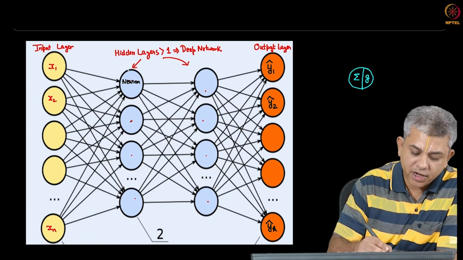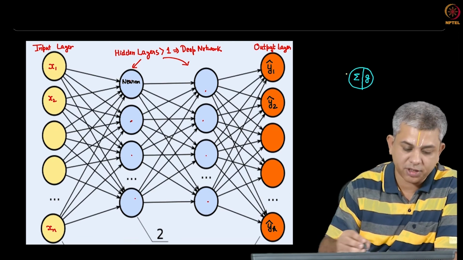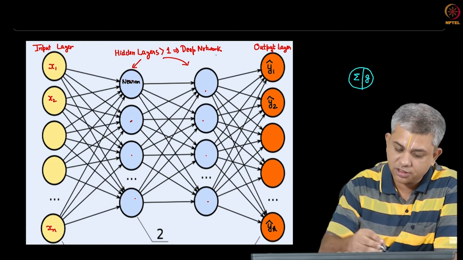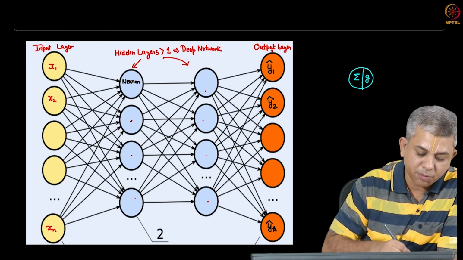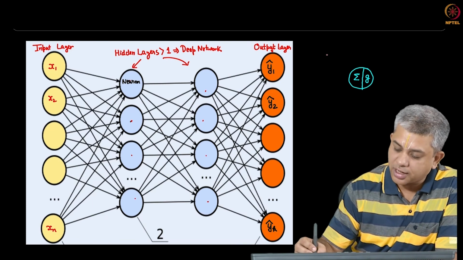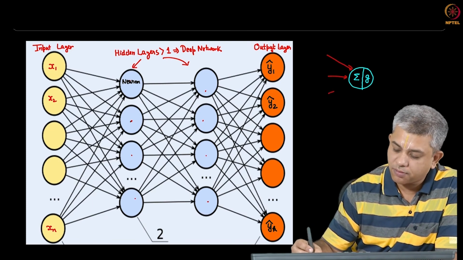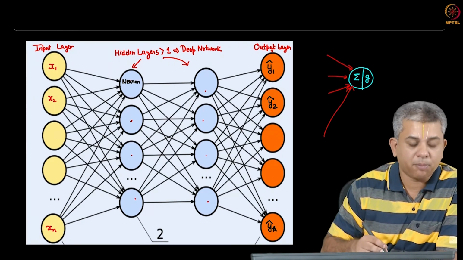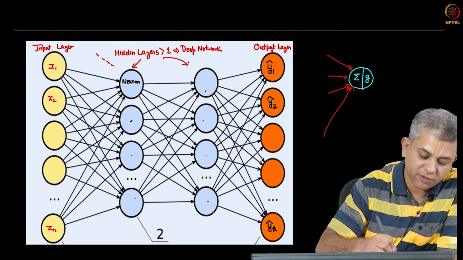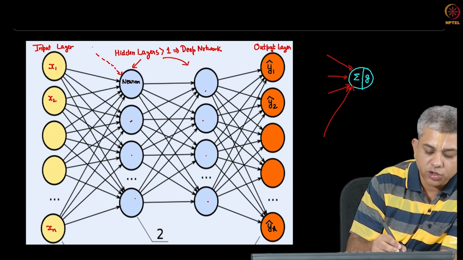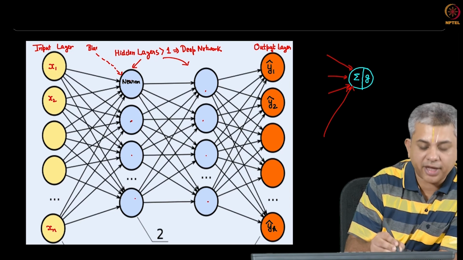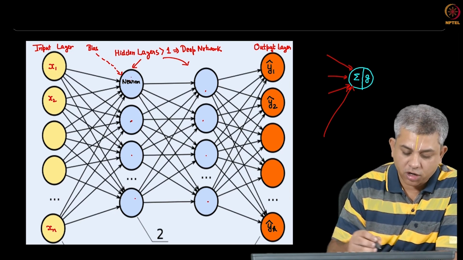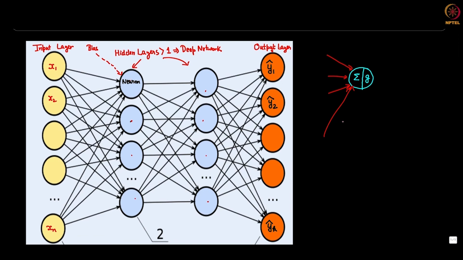Now, if I look at any neuron here, for example this neuron, it has inputs coming from all the previous entities in the input layer. So this neuron here has n inputs plus, even though not explicitly shown here, a bias unit which will be coming in here. So for this neuron you have n weights.